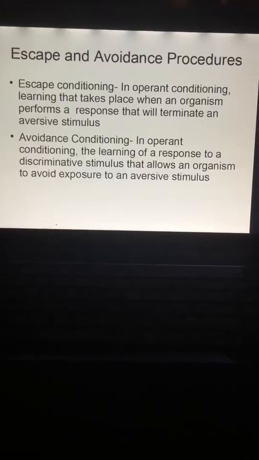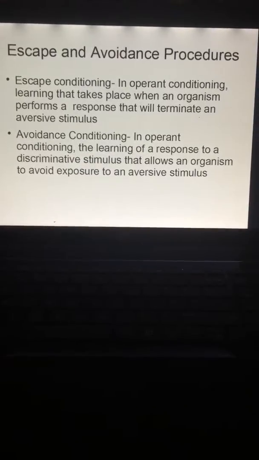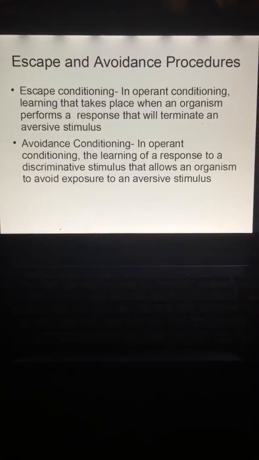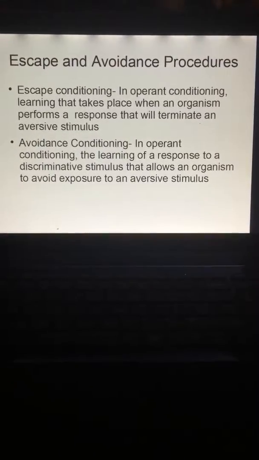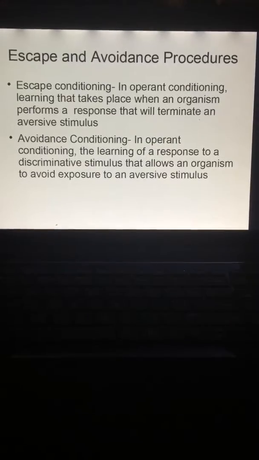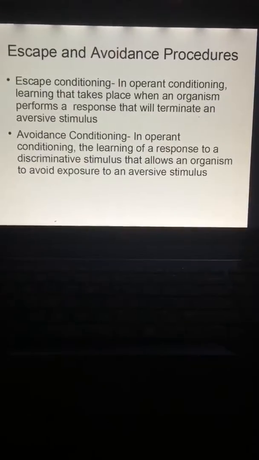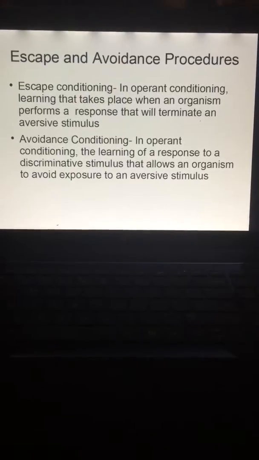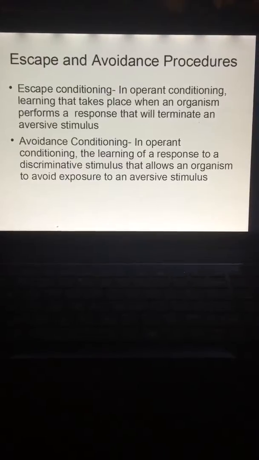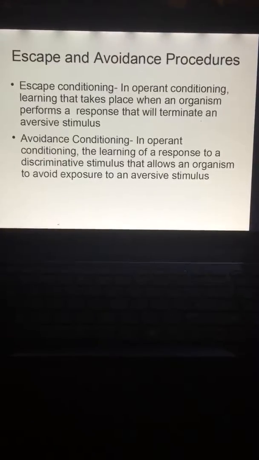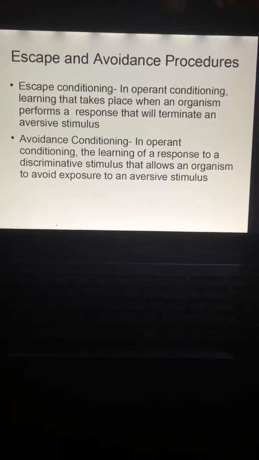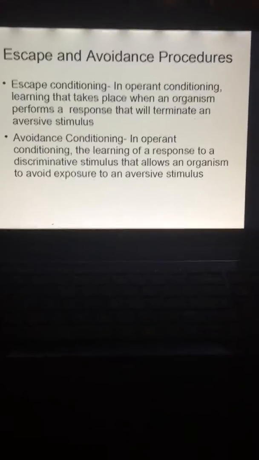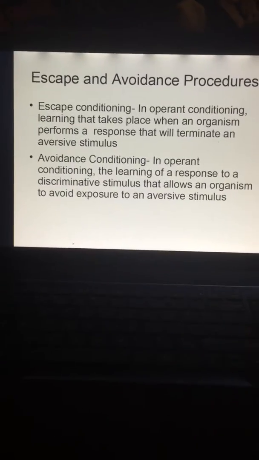Now, there's 2 types of escape and avoidance procedures. One is escape conditioning. This is when something's already happening and you're trying to escape or get out of it. For instance, running out of the rain in order to avoid getting wet. Avoidance conditioning is doing something to avoid something happening, such as carrying an umbrella or checking the weather every morning in order to avoid getting wet. So you're doing something to avoid something else happening to you.